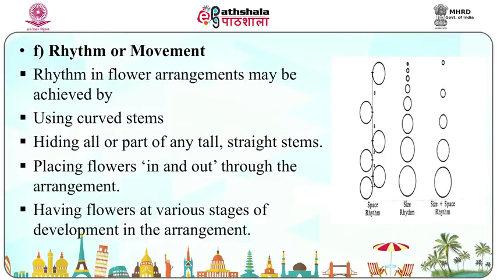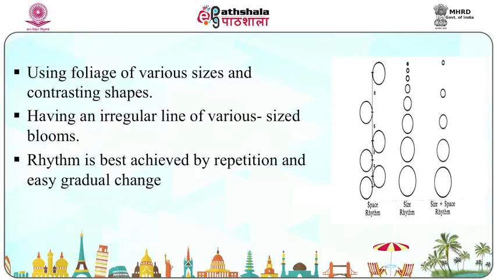Rhythm or movement. Rhythm in flower arrangement may be achieved by using curved stems, hiding all or part of any tall straight stems, placing flowers in and out through the arrangement, having flowers at various stages of development in the arrangement, using foliage of different sizes and contrasting shapes, having an irregular line or various sized blooms. Rhythm is best achieved by repetition and easy gradual change.